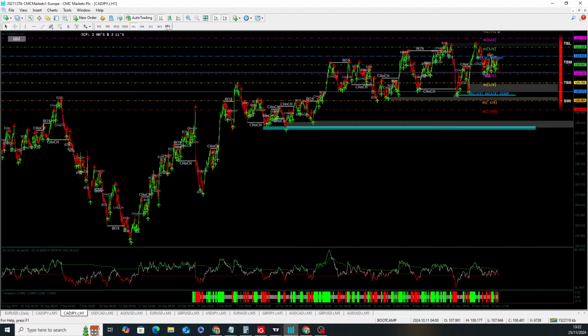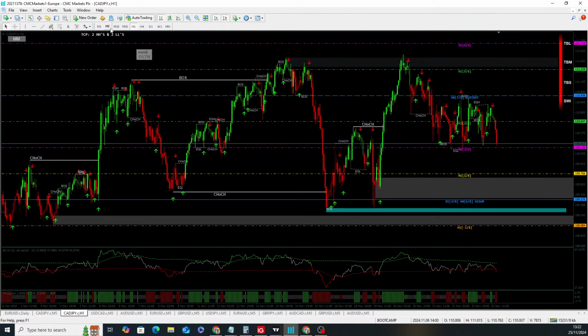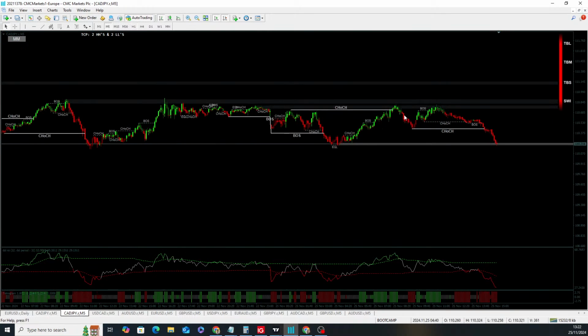That is it for today in terms of a quick analysis for this New York session. The 5-minute chart on the Cardian looks fantastic. We just need to break this low and we should see a slide. 110.18 is the key level for us for today.